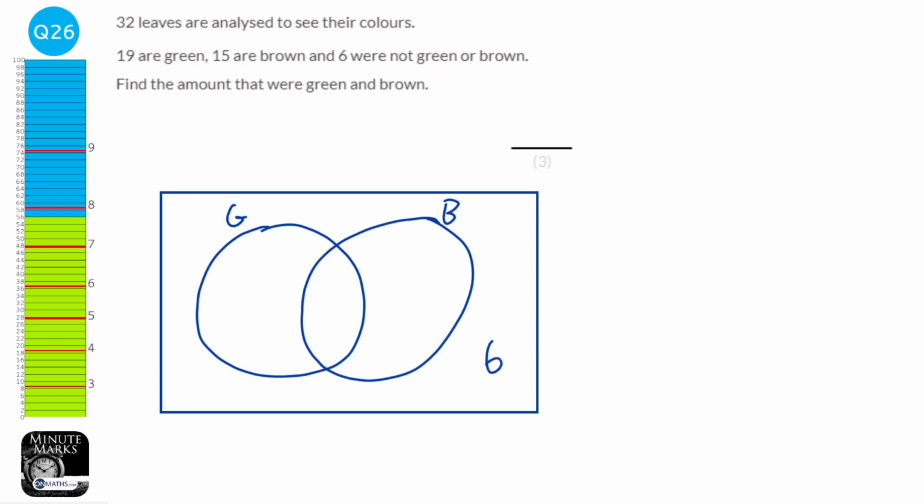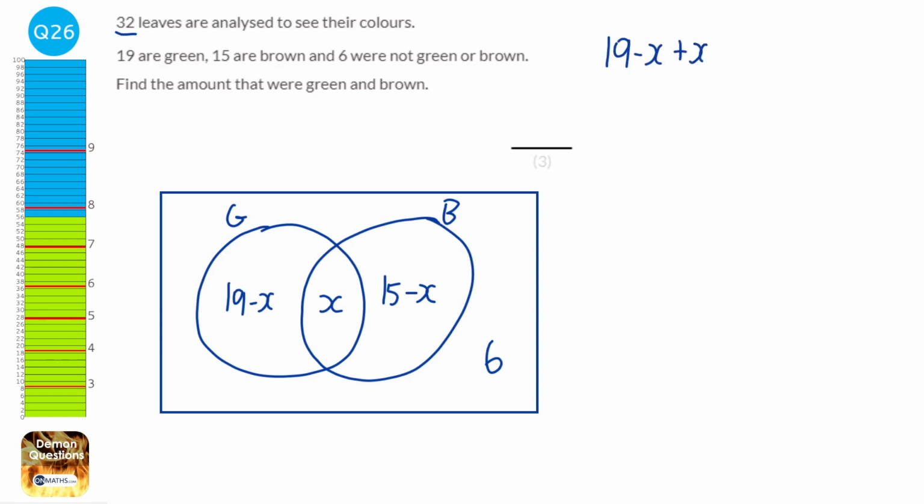So what we can do is we can label the center x, and we can say that there are 19 take away x just green, because they could have been both green and brown. And for the brown we can do the same, so it'd be 15 minus x. And for the next step we know that all of them together add up to 32, because it says in the question. So we're going to add all of these, the 19 minus x, the x, the 15 minus x, and the 6 together, and we know that equals 32.